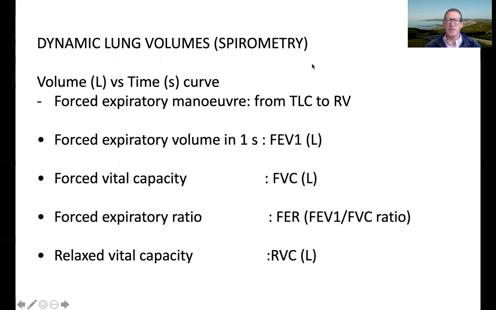So if we start off, and this is the meat in the sandwich, if you like. Apologies if you're a vegetarian or a vegan. The vegetable in the sandwich, there we go.